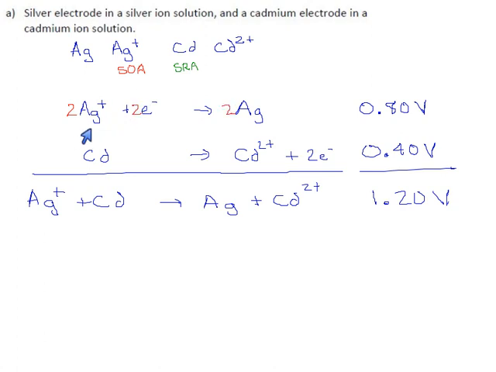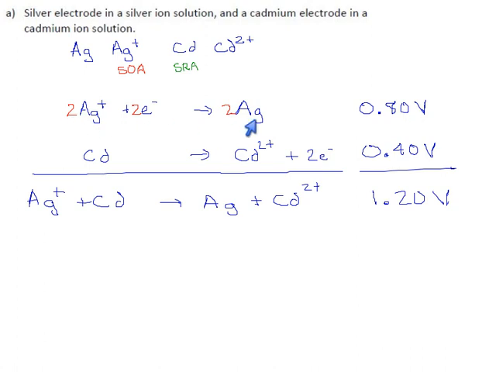Now here's an important difference from thermochemistry. Doubling a reaction like this doesn't do anything to the voltage. Do not double this. When we're doing Hess's law with delta H's, if we said twice as much chemicals, that meant twice as much energy. That's not true with voltage.